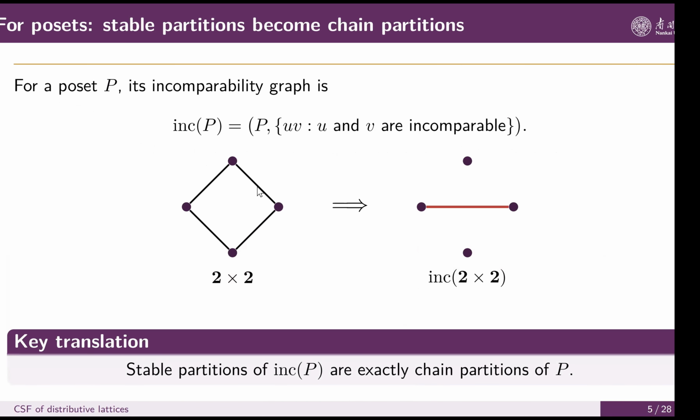Next we want to talk about the poset. For a poset, it's not a graph, but we can consider the incomparability graph, called inc-P. We just add an edge to those pairs that are not comparable. So in other words, stable partitions of the graph inc-P correspond exactly to the chain partitions of the original poset P.